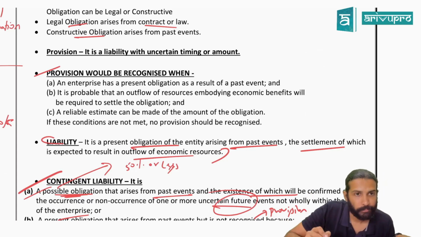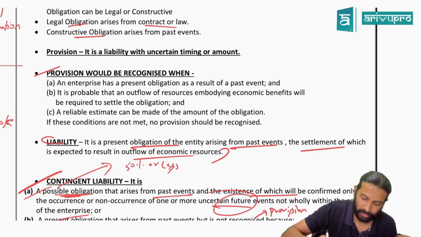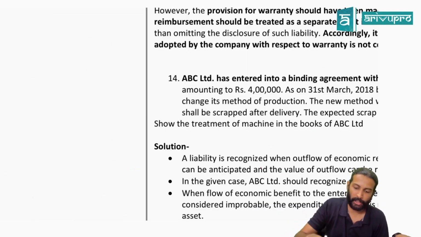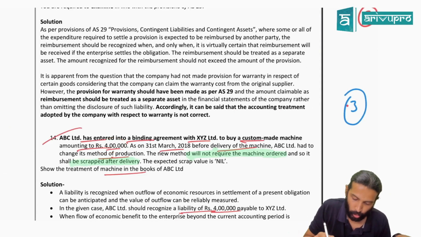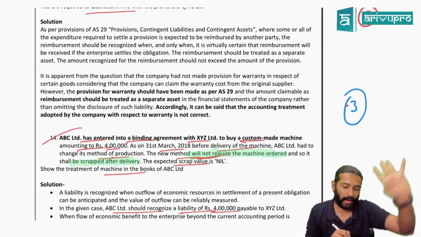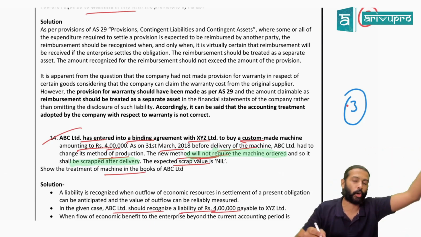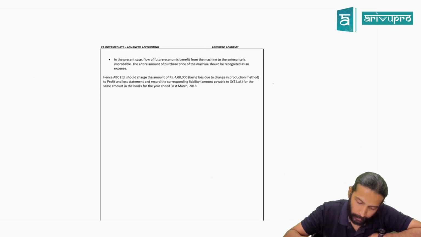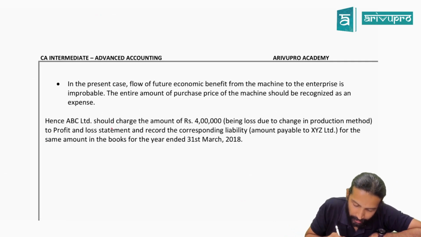Guys, okay. Now coming back to this case study, sir, how much do you need to pay to that vendor? 4 lakh. That means you need to book what? Liability needs to be recognized for 4 lakh, and that entire 4 lakh will be expensed off to what? P&L account. That's what they're saying here. A Limited should charge the amount of 4 lakh rupees to P&L account.